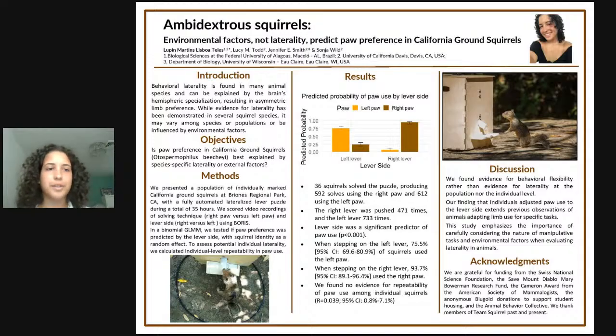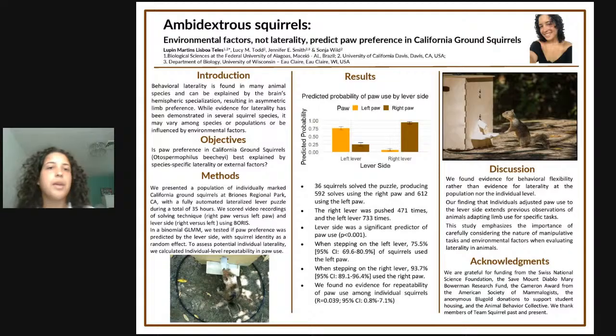Good afternoon, or good night, or good morning, everyone, wherever you're from. My name is Lupin Telles, and today I'm going to present my research named Ambidextrous Squirrels, Environmental Factors, Not Laterality, Predict Paw Preference in California Ground Squirrels.